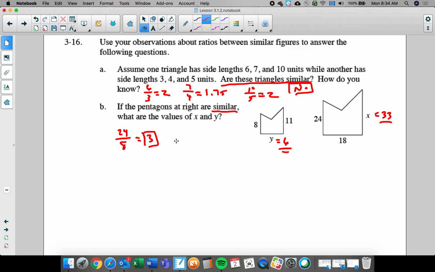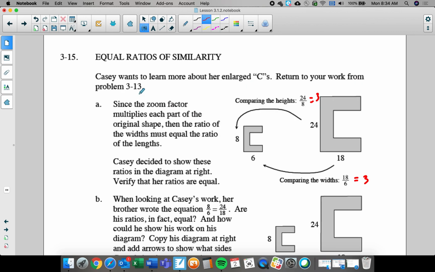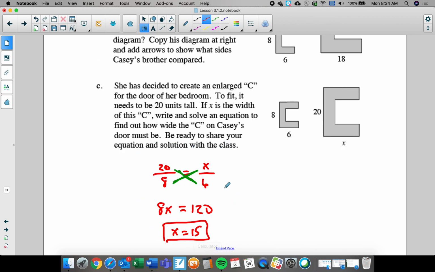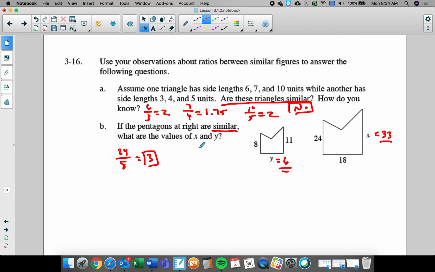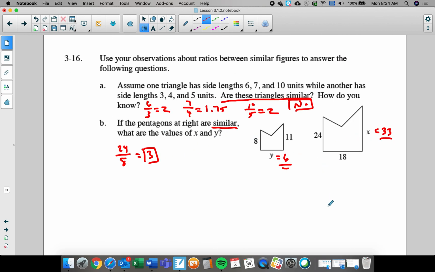If this was not a nice zoom factor, then you should set up your ratios similar to, let me go back to this, what we did right here in part C. You would want to set up your ratios and solve for the variables instead. Okay? In this case, we didn't have to do it because it was a nice value.